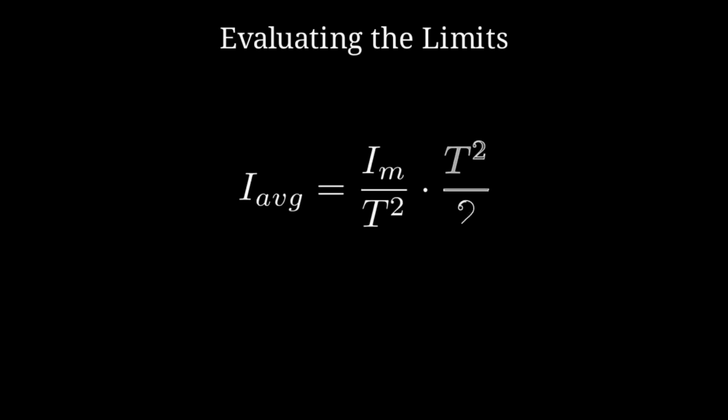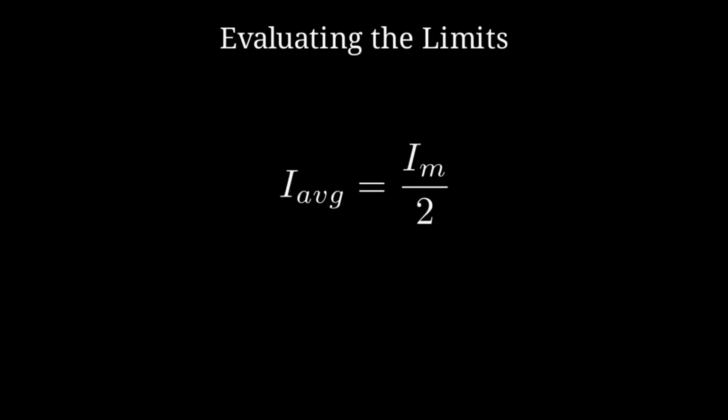Now we substitute our result back into the constant expression. We have t squared in the numerator from our integration and t squared in the denominator from our initial setup. These terms cancel each other out perfectly.